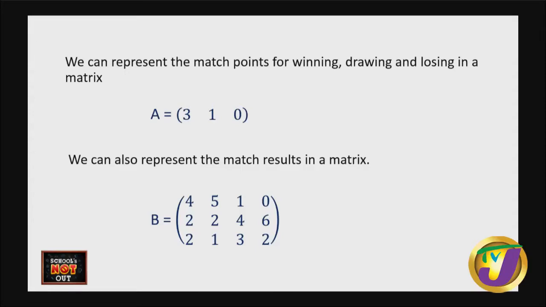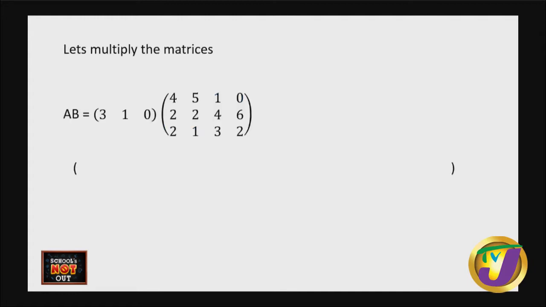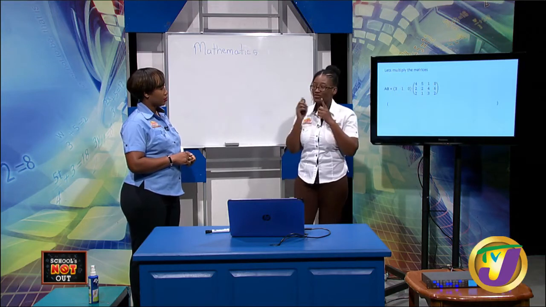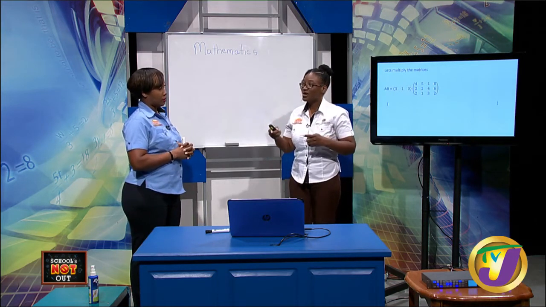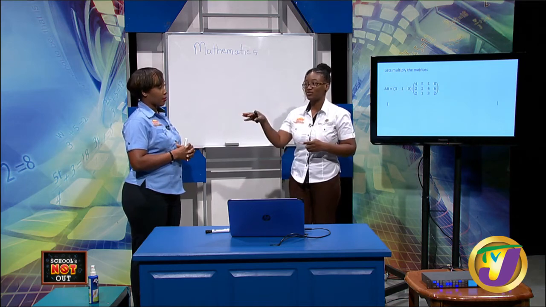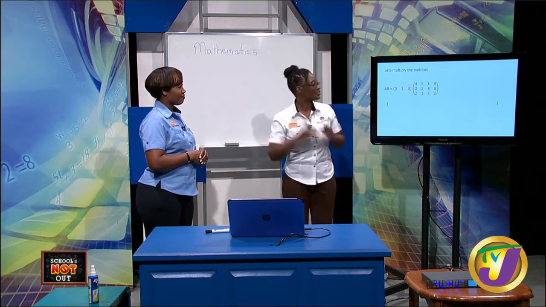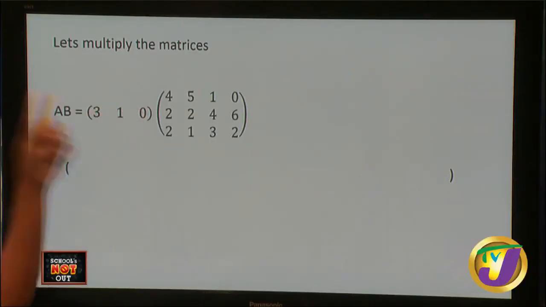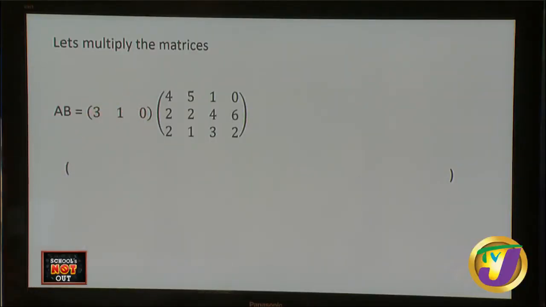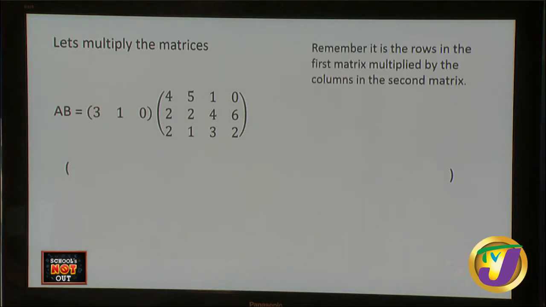And at this point we're going to see how we could multiply these matrices. So we have matrix A, we have matrix B, and we're going to be multiplying. If my memory serves me right, when I was learning this in high school, it was row by column. So a row in the first matrix multiplied by the column in the second matrix. Let's see if we can help our students here. Remember, it is rows in the first matrix multiplied by the columns in the second matrix.